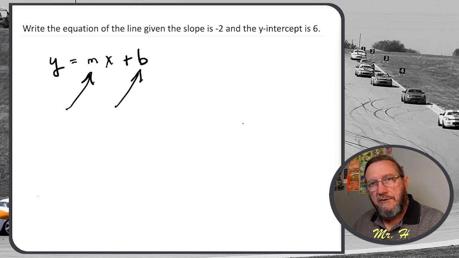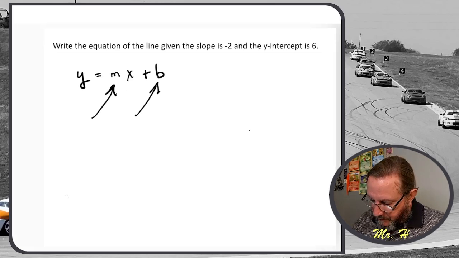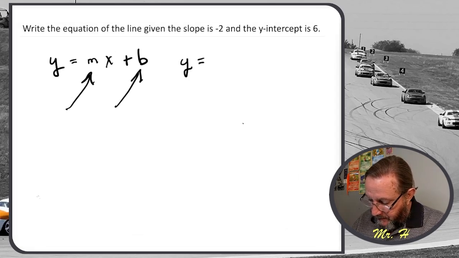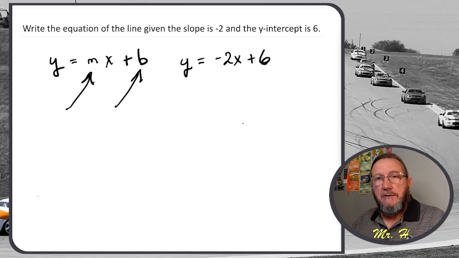As you read through this problem, we want to know what is the slope, what is the y-intercept. Slope is going to be the m value. The y-intercept will be substituted for the b value. Very simply, our answer is going to be y equals -2 times x plus 6. That's all there is to it. Substitute your slope in for m and substitute your y-intercept in for the b value.